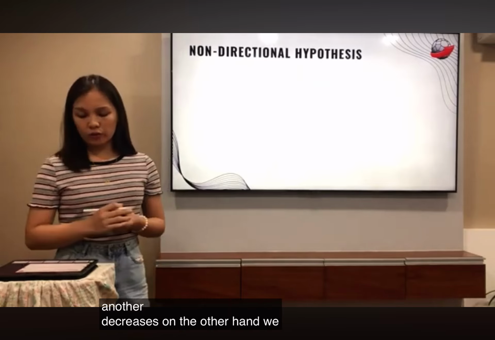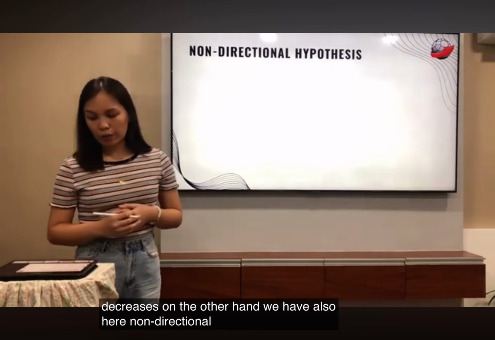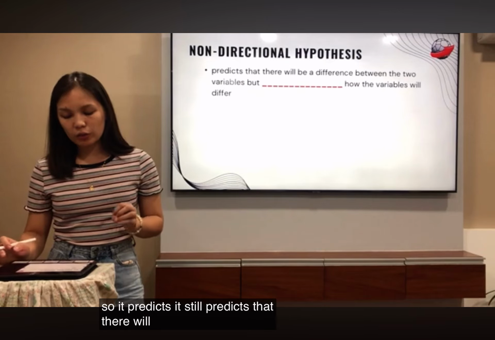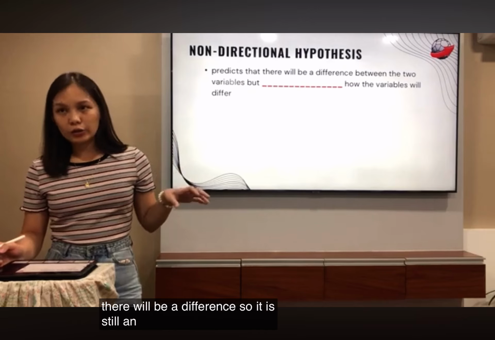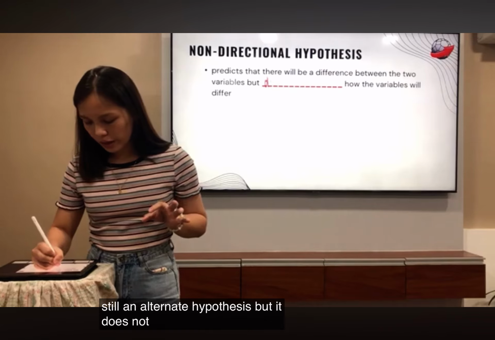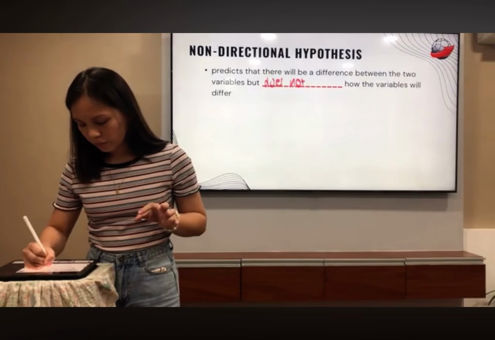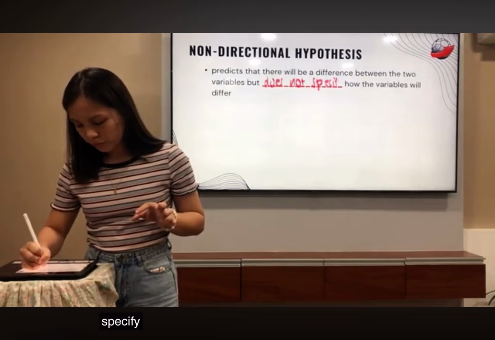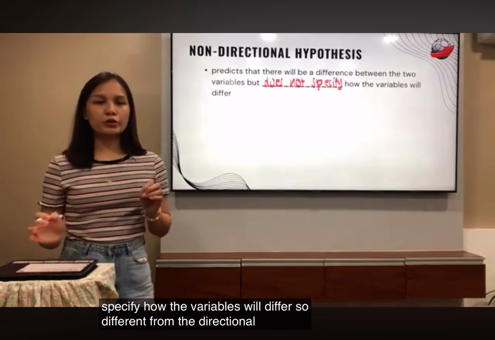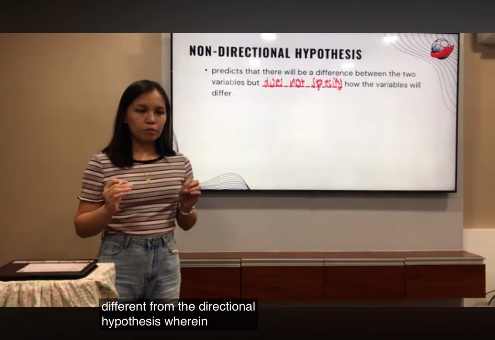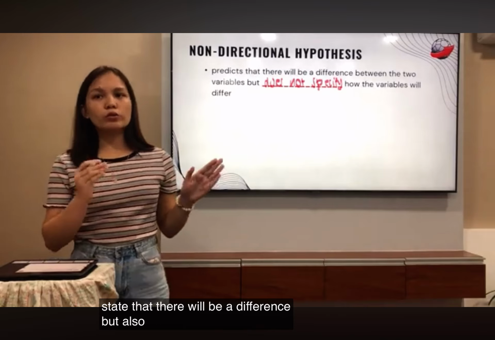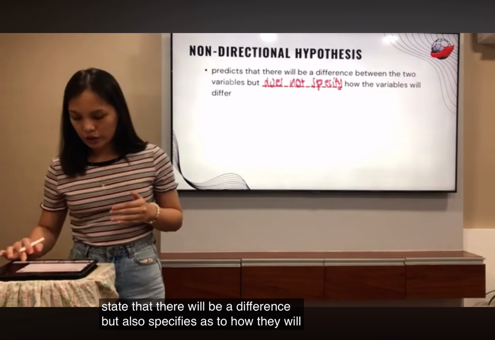On the other hand, we also have the non-directional hypothesis. It still predicts that there will be a difference, so it is still an alternate hypothesis, but it does not specify how the variables will differ. This is different from the directional hypothesis, wherein it does not just state that there will be a difference, but also specifies how they will differ.